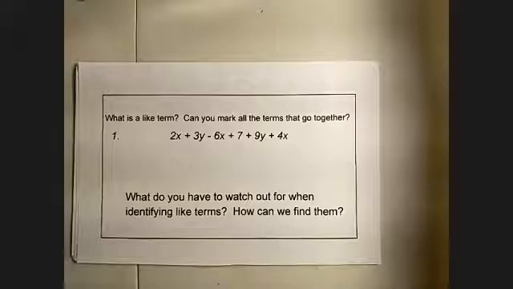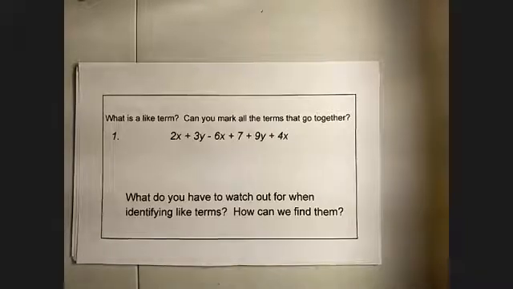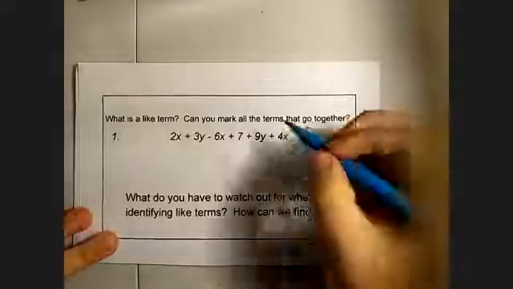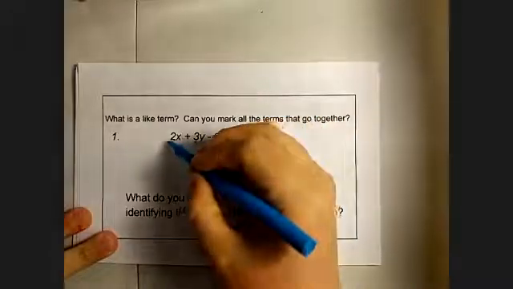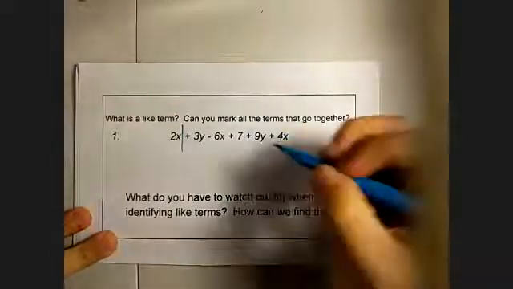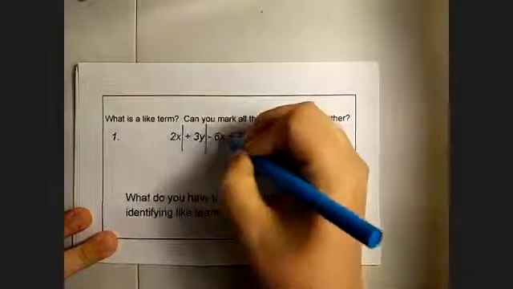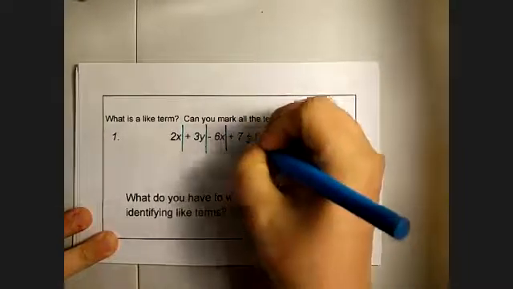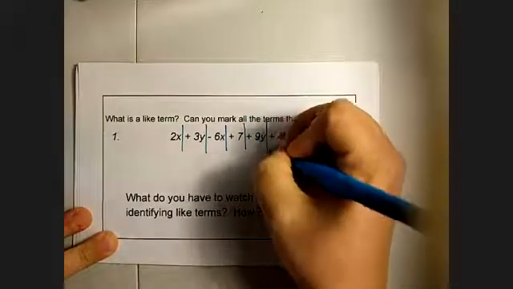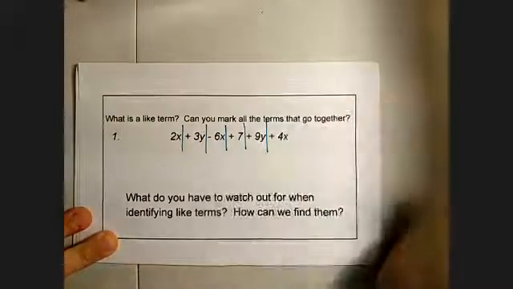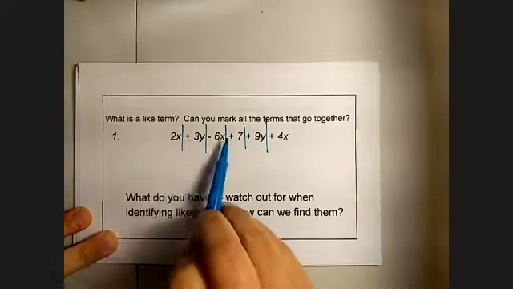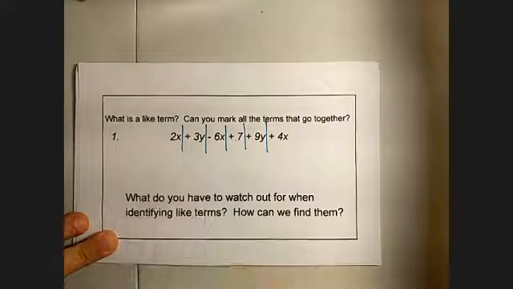The first thing we need to do here is be able to break these up into terms. When we did this in class, a strategy we used was chunking. So we're going to break this up into terms. It says 2x, and I'm going to draw a line to chunk it. Plus 3y, chunk. Minus 6x, chunk. Plus 7, chunk. Plus 9y, chunk. Plus 4x. When I look at this, I have 1, 2, 3, 4, 5, 6 different chunks, or terms.